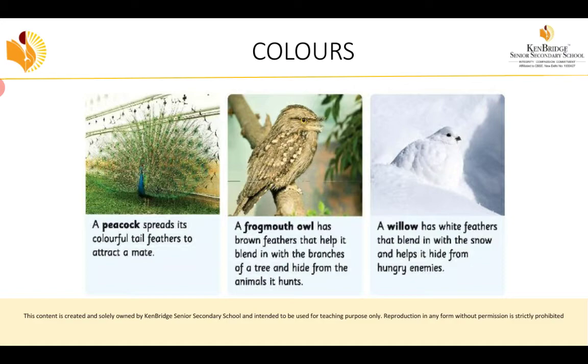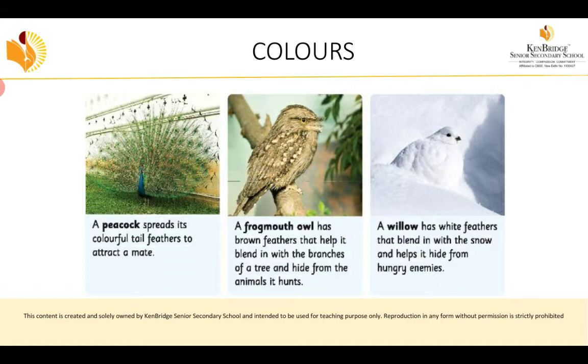And see the next bird. The willow ptarmigan has white feathers. So this bird has white feathers that blend in with the snow and help it hide from enemies. If it lives in a snow area, it has white feathers, so it can hide in the snow, and it helps it live safely from its enemies.